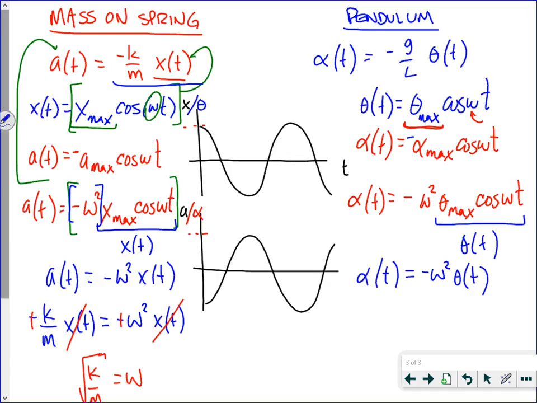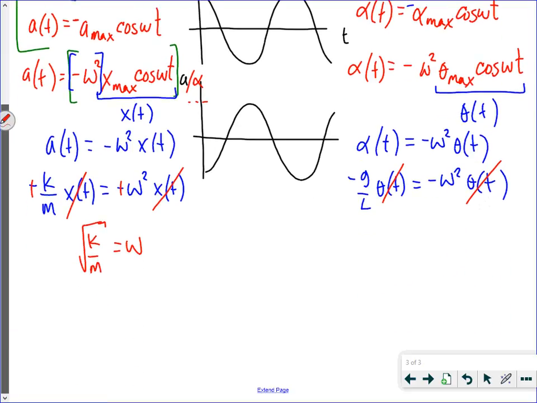So this says that alpha as a function of time is negative omega squared theta as a function of time. But look, alpha as a function of time is also this. So that means we can write negative g over L theta as a function of time is negative omega squared theta as a function of time. And so for a pendulum, angular frequency can be written as the square root of g over L. All right?